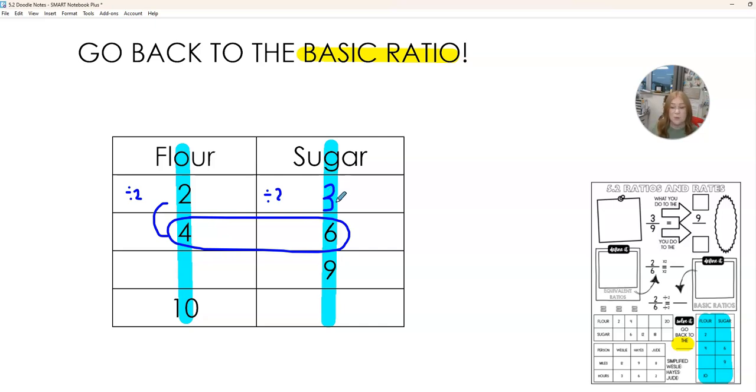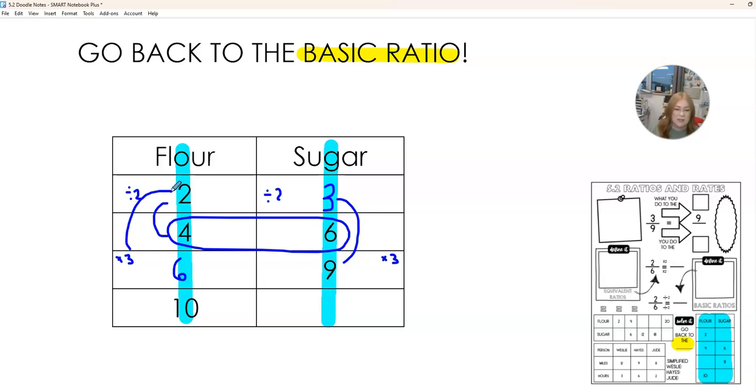sugar. So we're trying to get from 3 to 9. How do I get from 3 to 9? 3, 6, 9. So on this one, we times by 3. So we'll do the same thing over here. 2 times 3 is 6. So 2/3, 4, 6, 6/9. These are all equivalent ratios.